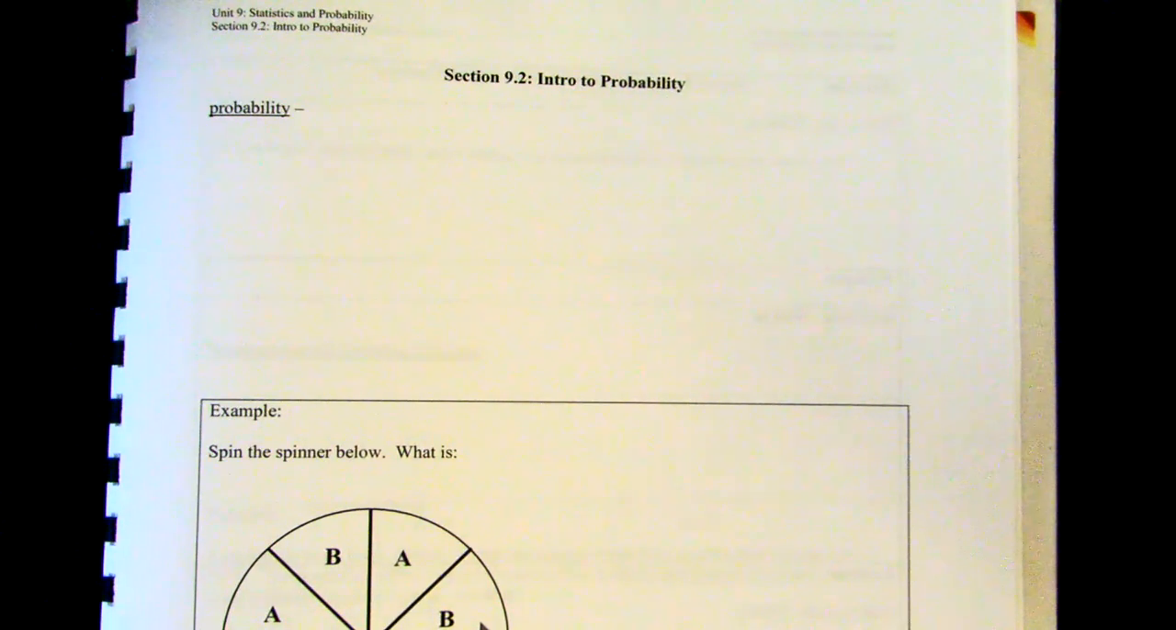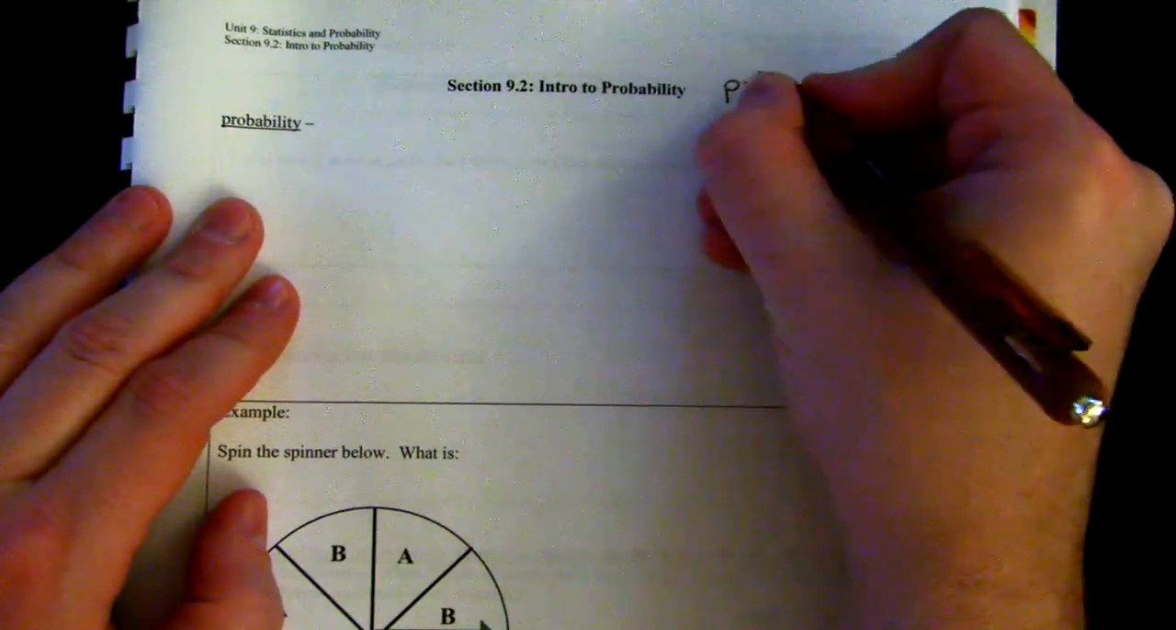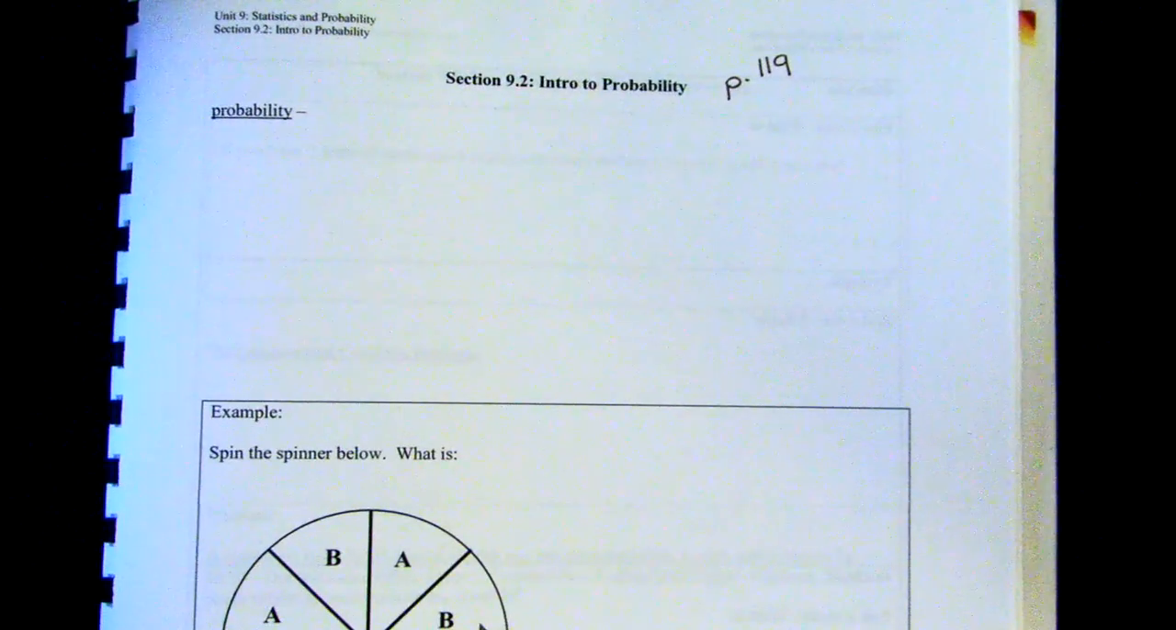So now we're going to move from statistics into probability, which is all about how likely something is to occur. What's the chance of something happening? We're on page 119 in your notes, so take a moment, get your notes out, open to page 119.